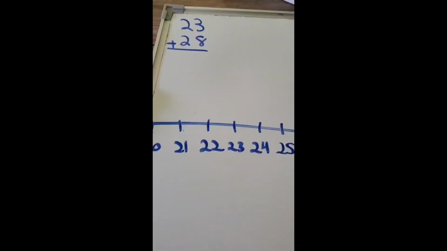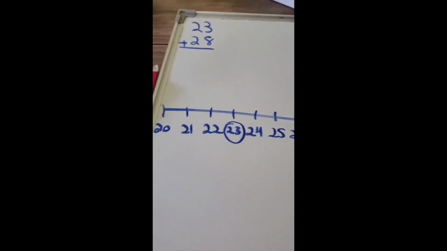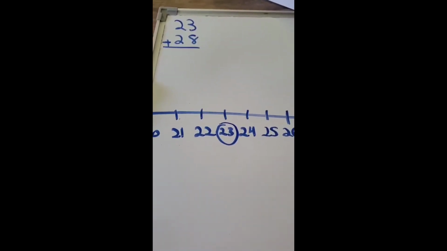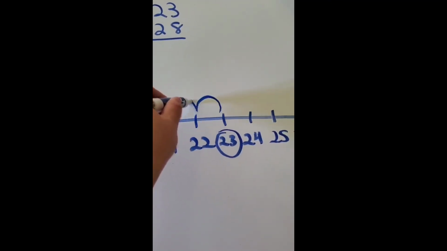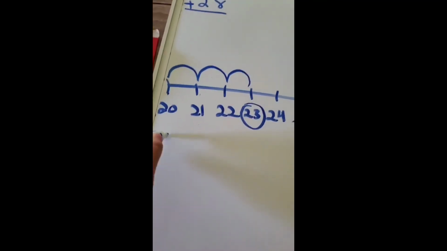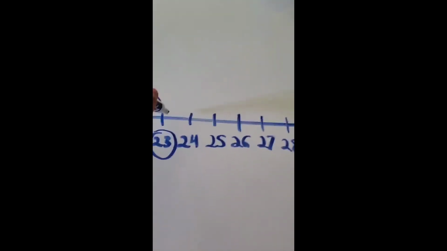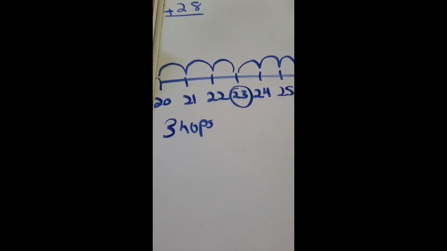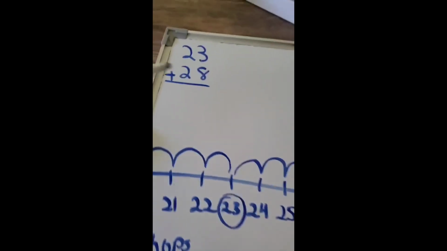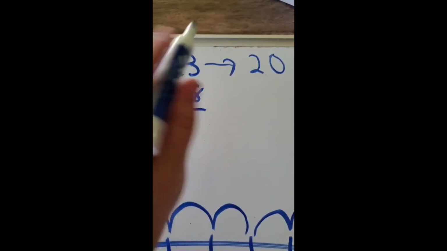So I'm going to circle 23 first. Let's find the nearest 10, all right? Let's count the hops. Let's see if it's closer to 20. 1, 2, 3. This has 3 hops. Now let's see if it's closer to 30. 1, 2, 3, 4, 5, 6, 7. Which one is 23 closer to? You guys are right, it's 20. So I'm going to make an arrow like this so that way I know that 23 is closer to 20.